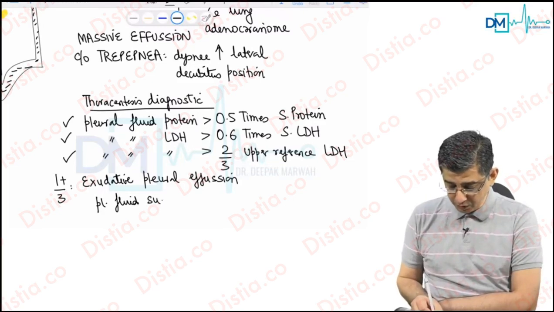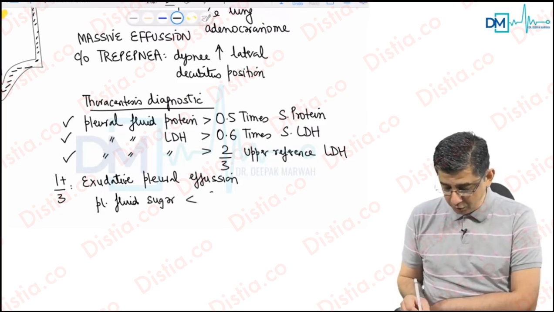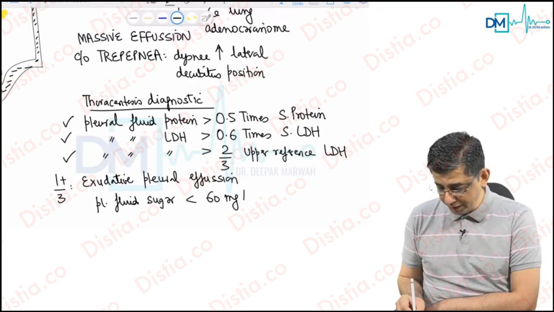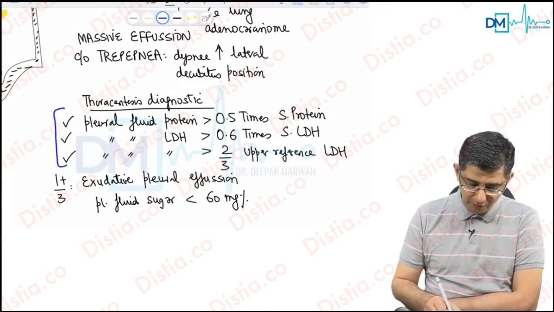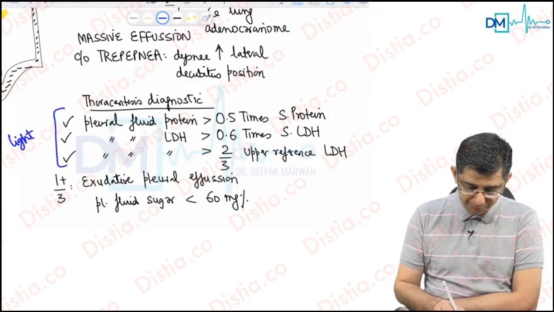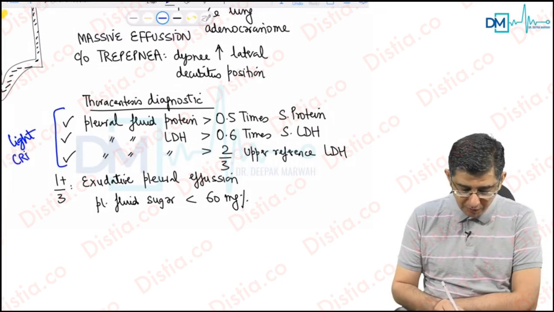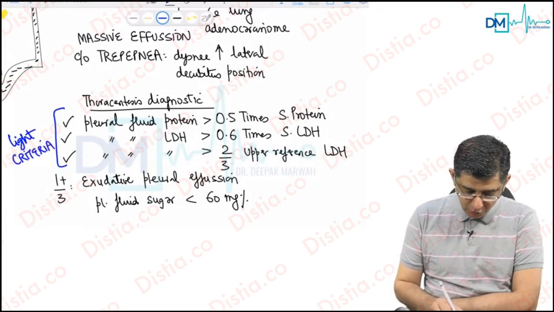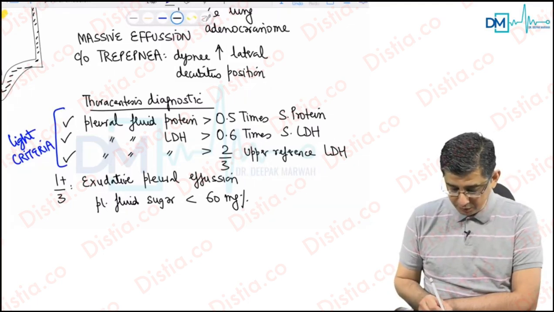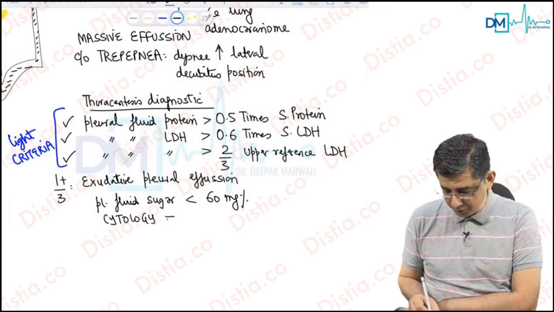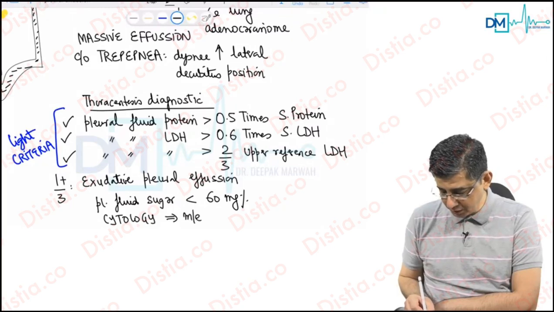So pleural fluid sugar is definitely not a component of Light's criteria, but when it comes to evaluating a malignant pleural effusion, apart from Light's criteria, you must simultaneously evaluate pleural fluid sugar, and obviously cytology should be done, where we will centrifuge the pleural fluid, and then a microscopic examination for cancer cells can be done to identify a malignant pleural effusion.